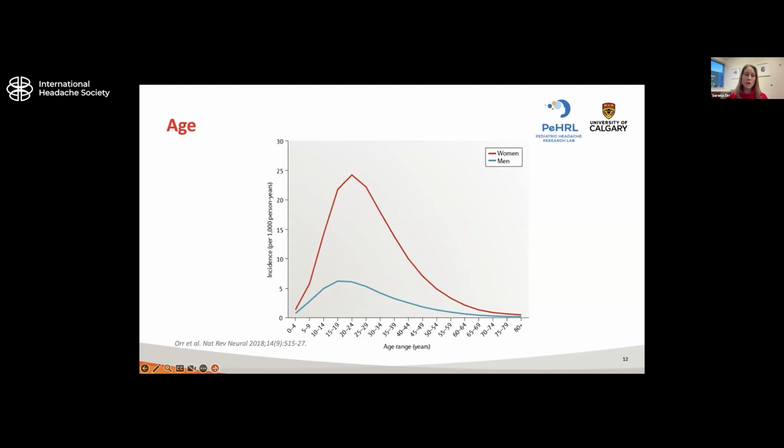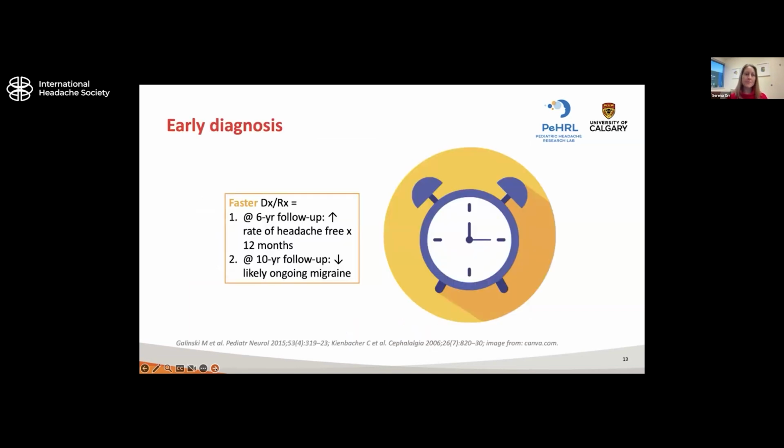But what I really want to draw your attention to here is that if you look at the incident cases, the fastest rise in migraine incident cases is really in adolescence after puberty hits. So this is a huge opportunity for us to get early diagnosis and treatment. And it does matter. What we do really matters. There isn't a ton of data on this.